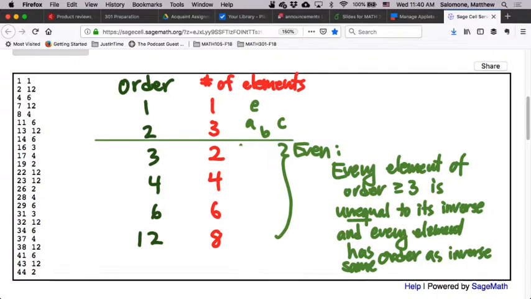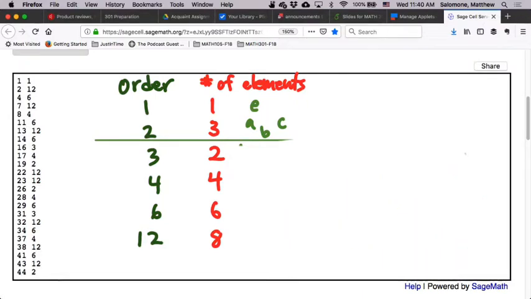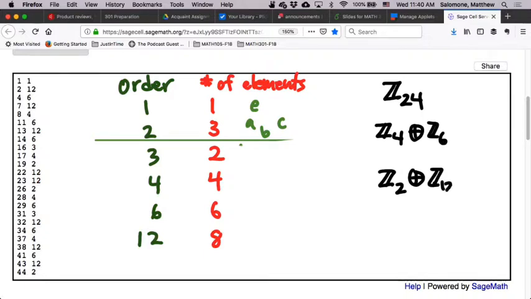So now let's go back to our list of abelian groups of order 24. Z24, which we ruled out because it's cyclic. Z4 direct product Z6. Z2 direct product Z12. And Z2 direct product Z2 direct product Z6. All right, so we ruled out Z24 because it's not a cyclic group.